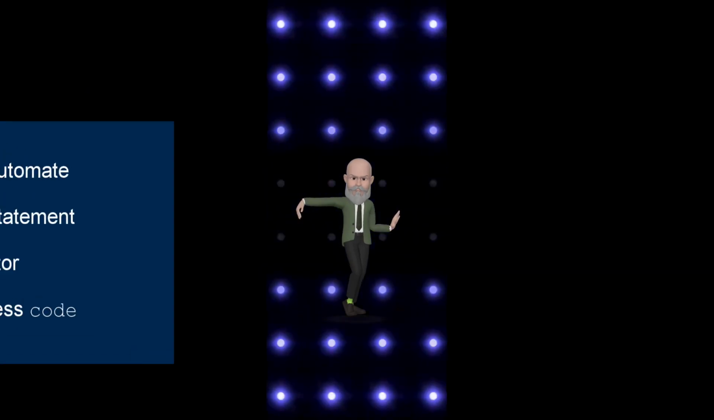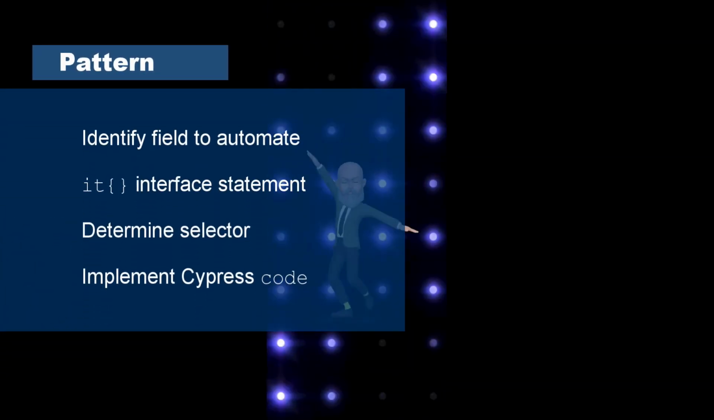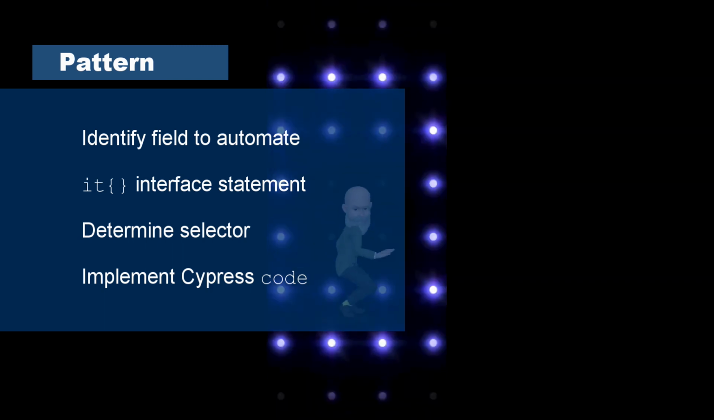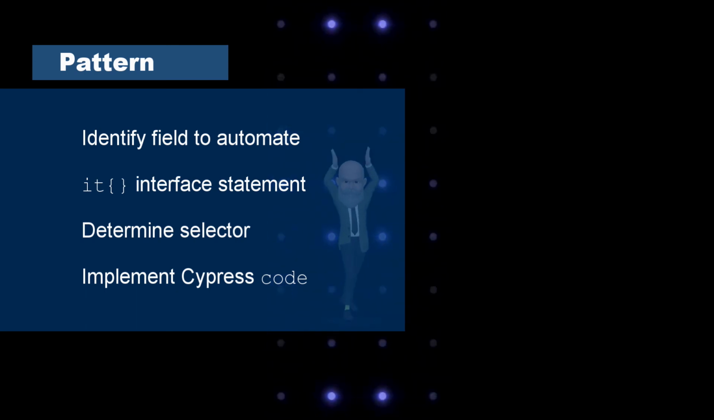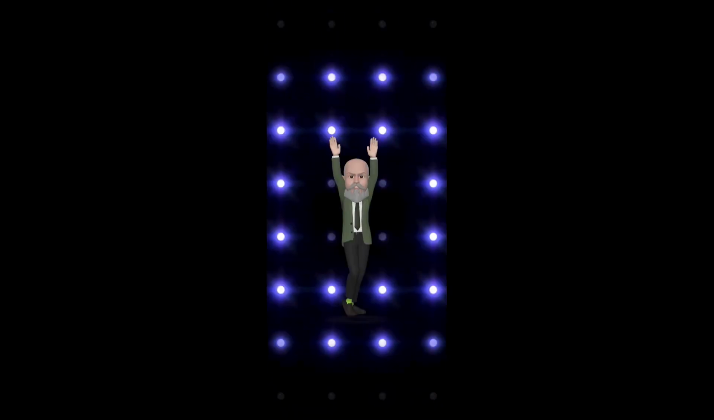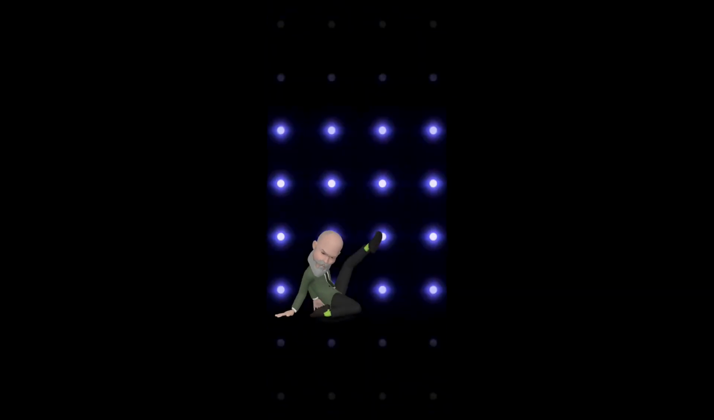We then highlighted a pattern applicable to this or most web automations. First, identify the fields for automation. Second, define an interface in the code. Third, determine the selector. And finally, implement the code, which implements the user actions in Cypress. Saying built-in quality is easy, and this is one example of implementing it.